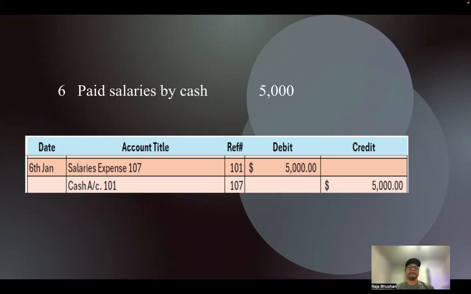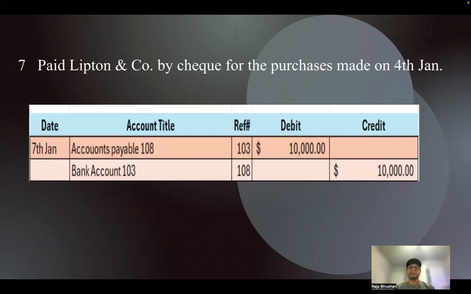Perfect. Okay, next. Paid Lipton and Company by check for the purchases made on 4th of January. So what happened here? We purchased, remember the fourth transaction where we purchased $10,000 worth of goods. Let me show you that. Okay.